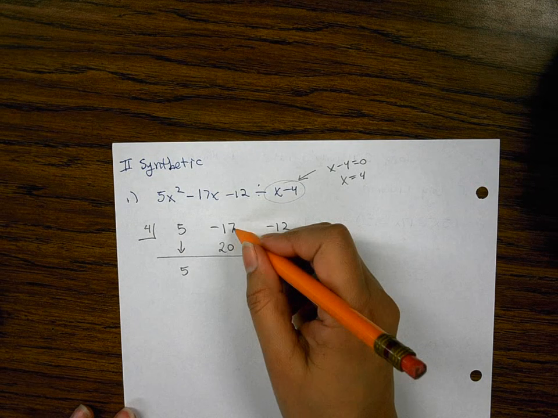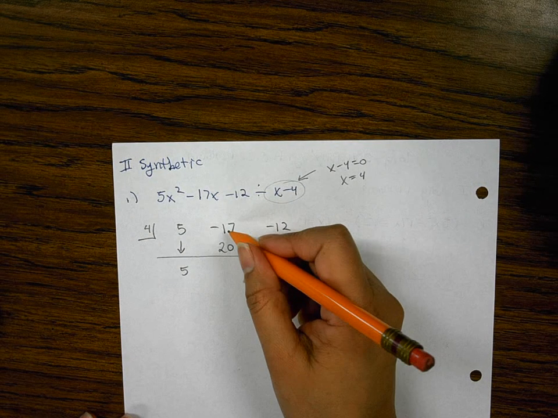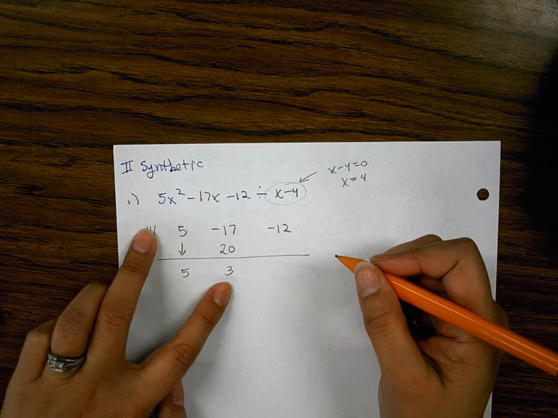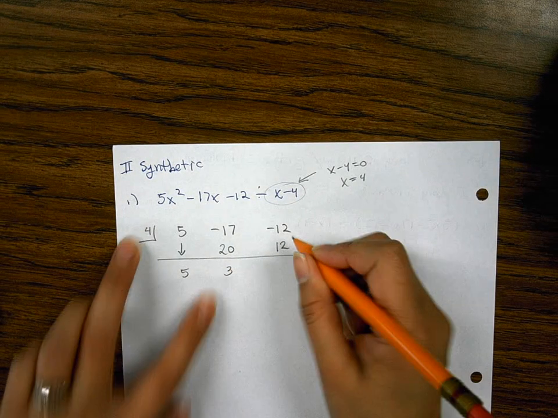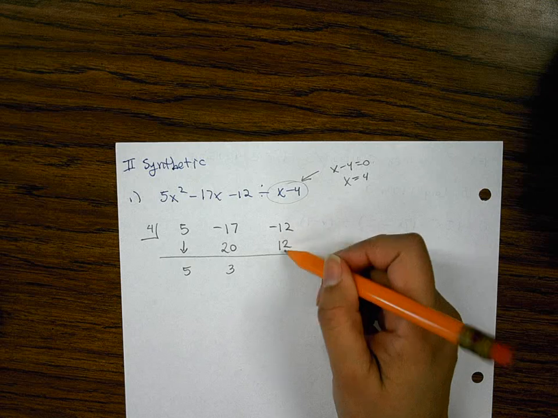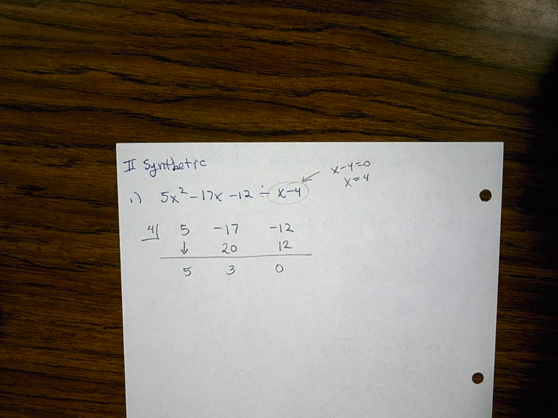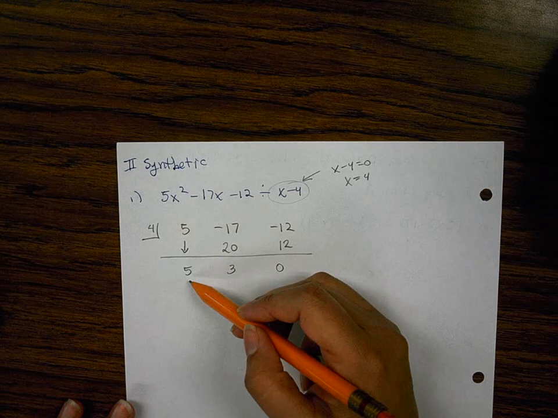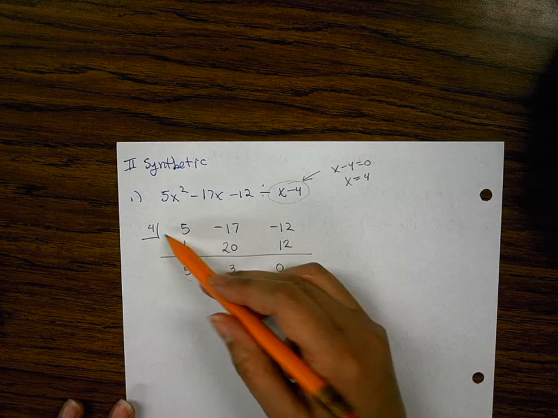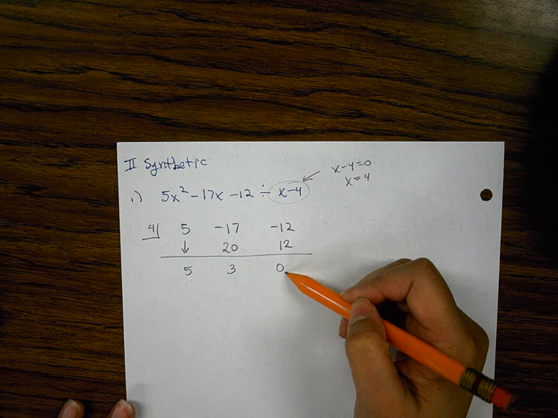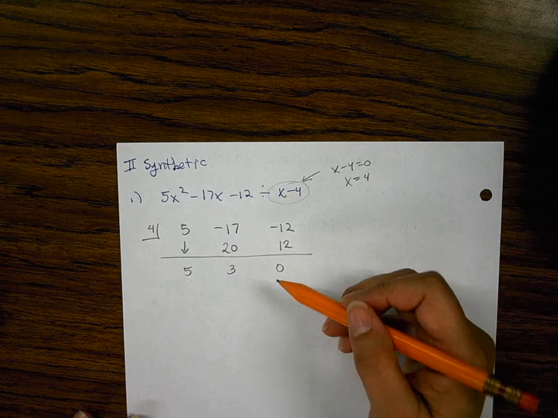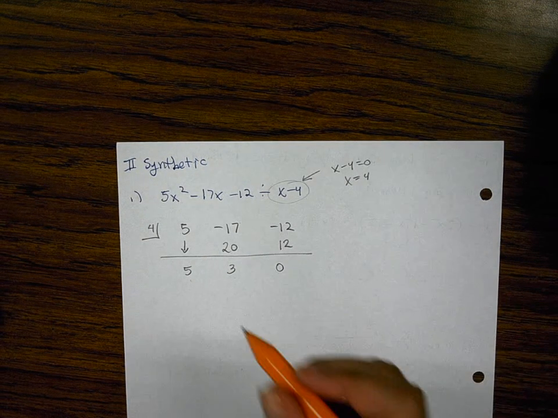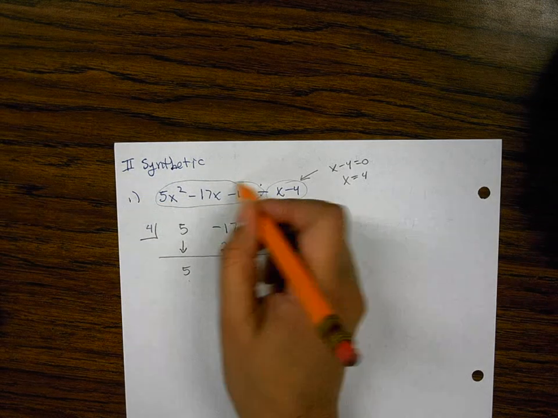And then I multiply. 4 times 5 is 20. And I add negative 17 plus 20. Negative 17 plus 20 is positive 3. And then I multiply. 4 times 3 is 12. And I add again. Negative 12 plus 12 is 0. Okay, again, this should be review. You drop, multiply, add, multiply, add. Okay, 0, with that last number being 0 means your remainder is 0.